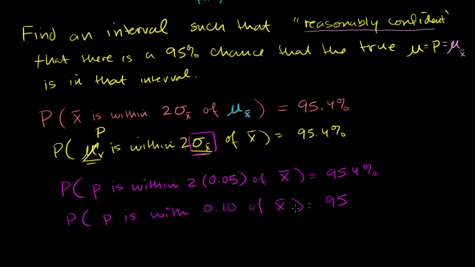Actually, let me be a little careful here. I can't say equal now, because if we knew this parameter of the sampling distribution of the sample mean, we could say that it is 95.4%. We don't know it.